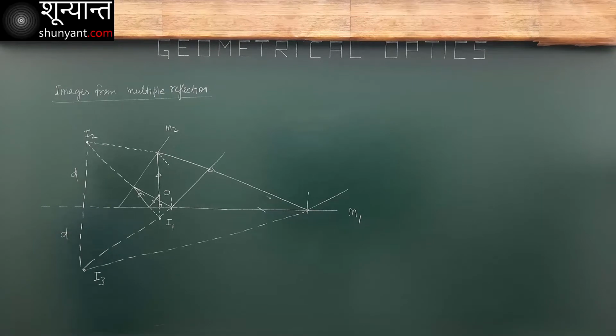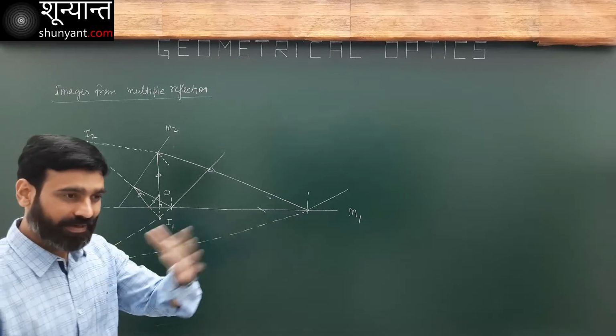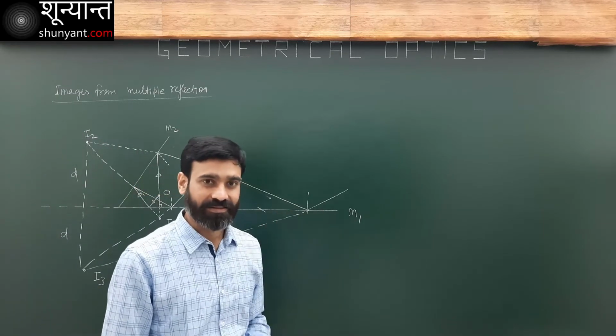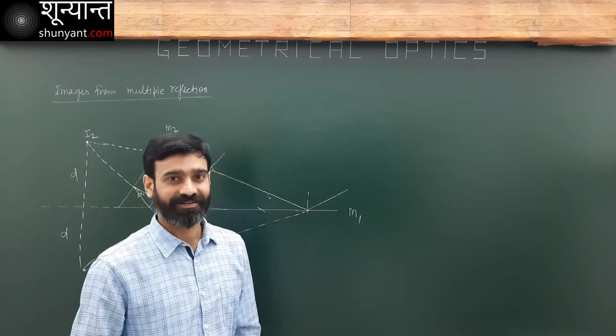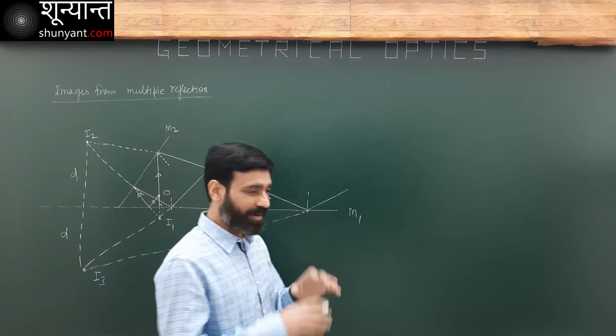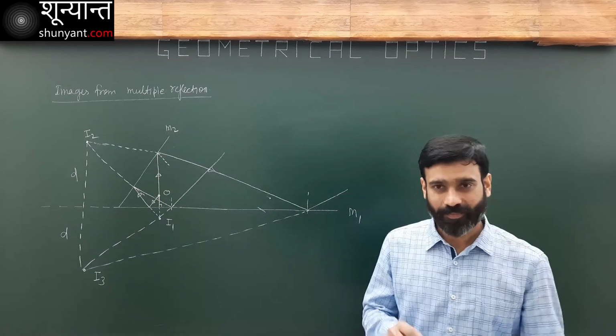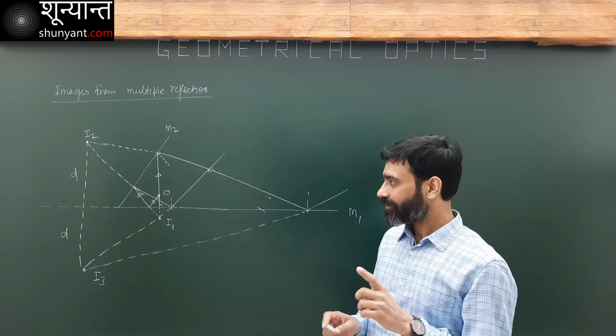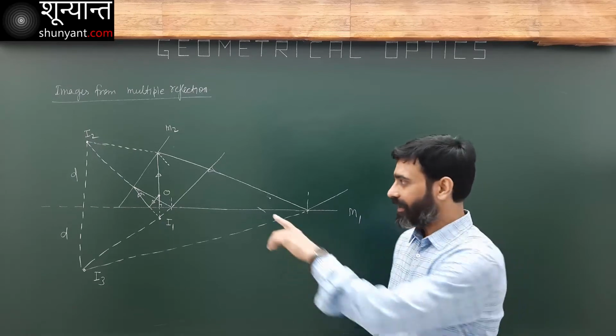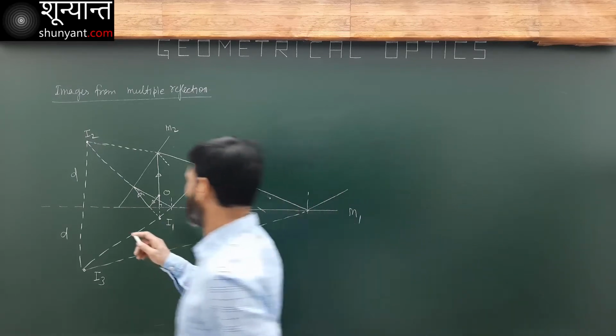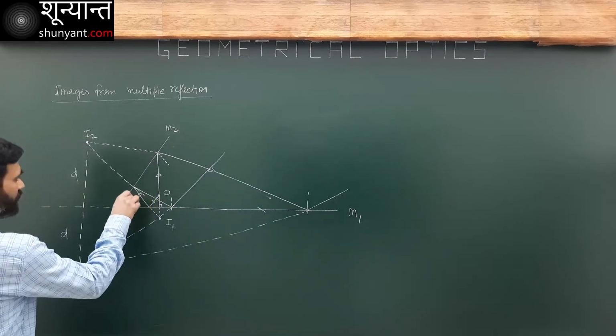Okay, do you see this? So what is happening? The light ray is getting reflected several times, multiple reflections. After each reflection, an image is created. So we are going to get many images, and the number will depend on the angle between the mirrors.